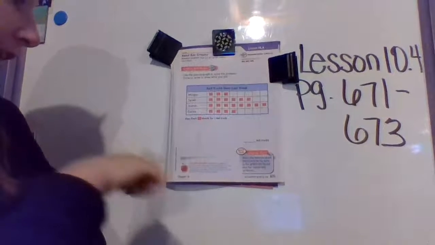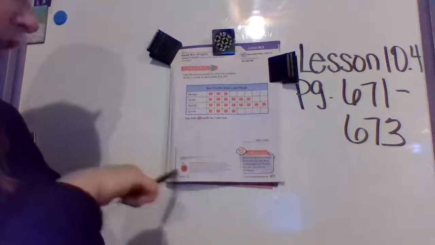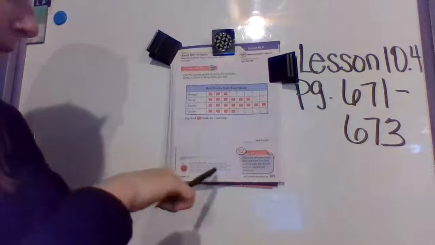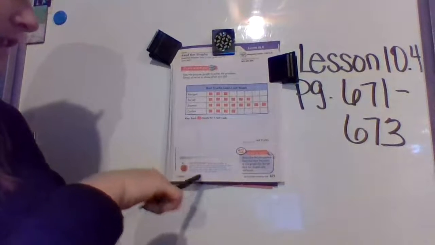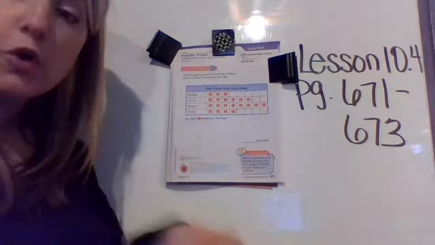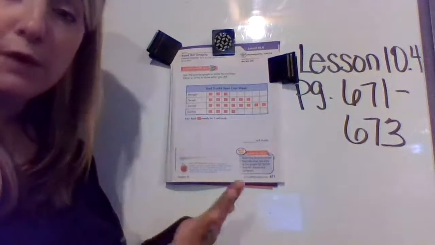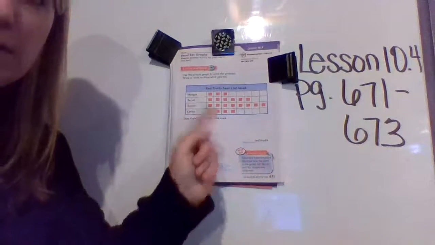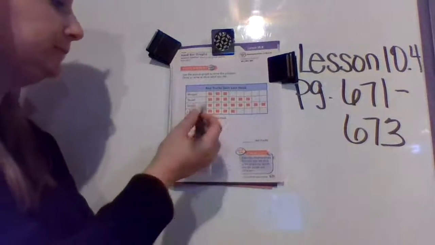So the question is, Morgan made a picture graph to show the number of red trucks that she and her friends saw last week. How many red trucks did the 4 children see last week? So we want to know the total amount of trucks that the 4 friends saw altogether. So to figure that out, we're going to have to count up the total amount of red squares that we see. So let's do that now.